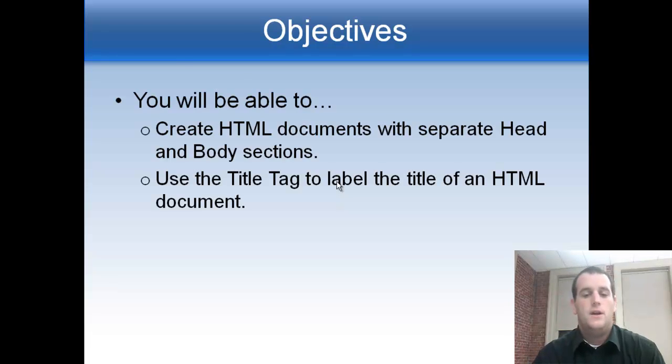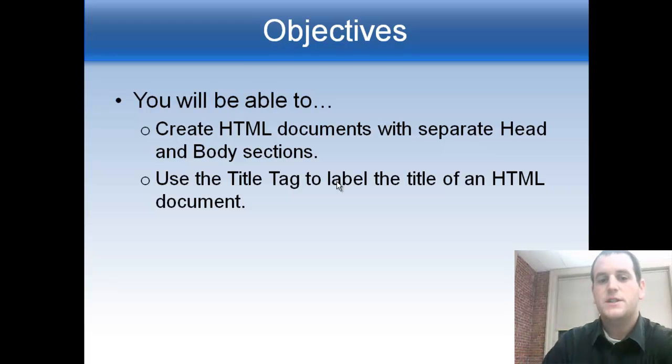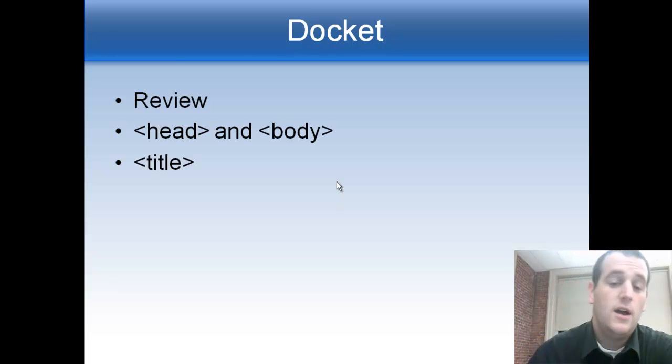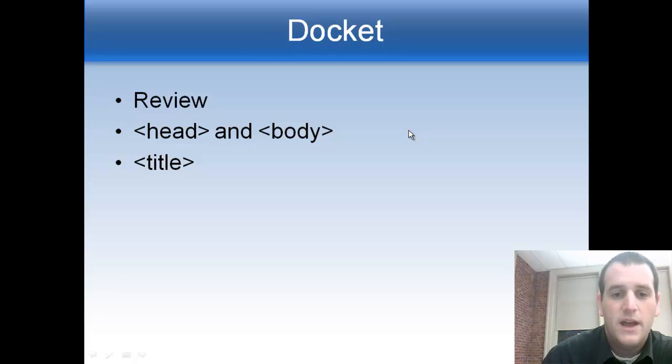The first thing we'll talk about are the objectives for this lesson quickly. We're going to learn how to create HTML documents with separate head and body sections. We'll talk about what those are. And we'll also learn about the title tag, which will give a title to our document that will show in the browser. So let's start with the head and body sections. Actually, what we're going to start is by reviewing what we learned in the last video real quick. Then we'll do the head and body sections. And then we'll do the title.